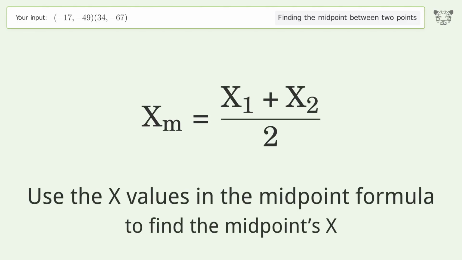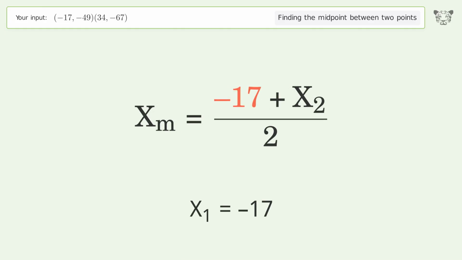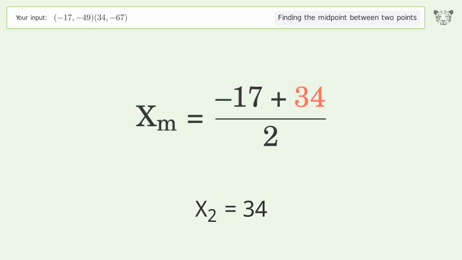Use the x values in the midpoint formula to find the midpoint's x. x1 equals -17. x2 equals 34. Simplify the arithmetic.